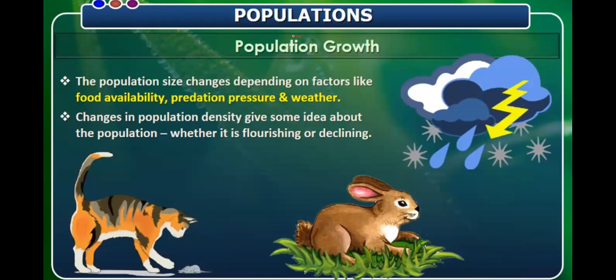Then we'll be discussing population growth. The population size changes depending on factors like food availability, predation pressure, and weather. Change in population density gives some idea about the population, whether it is flourishing or declining.